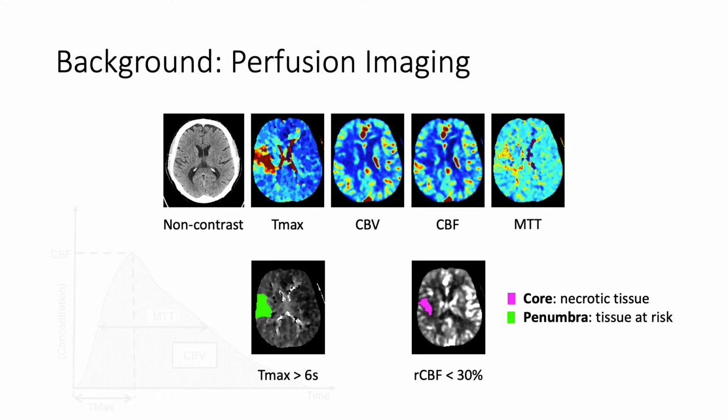Currently, a threshold-based approach is used to define the tissue at risk by selecting regions with a time to maximum intensity exceeding 6 seconds, and by defining the already necrotic tissue as a severely reduced blood flow.